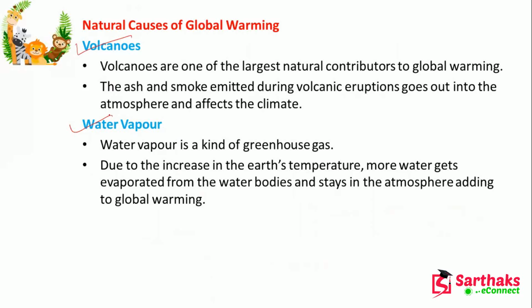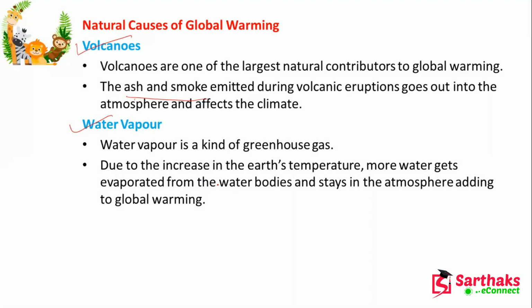So volcanic eruption also causes global warming. This is the largest natural contributor. The ash and smoke emitted during the volcanic eruption go out into the atmosphere and affect the climate. Obviously, if there is a volcanic eruption, you cannot go just nearby it, you cannot withstand that much heat. So the heat due to the volcanic eruption will increase the total temperature of the climate, and that causes global warming.